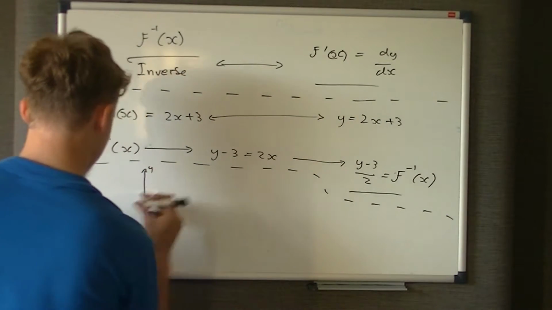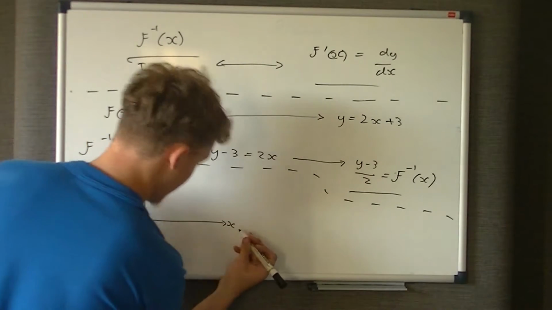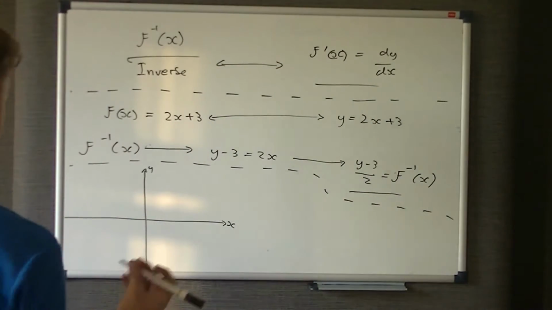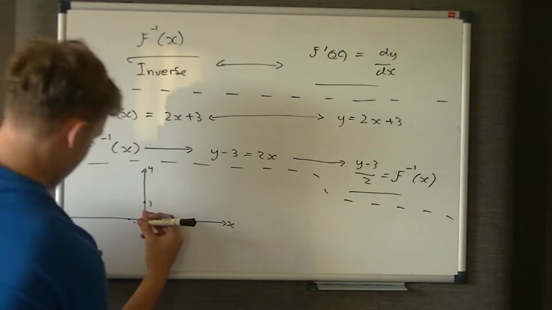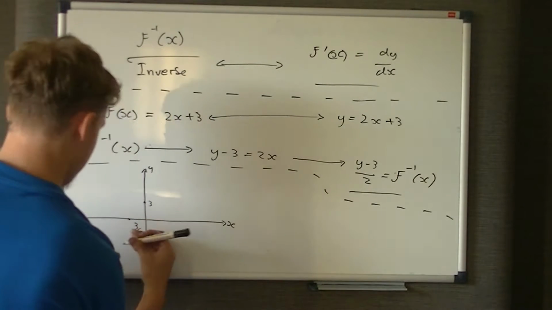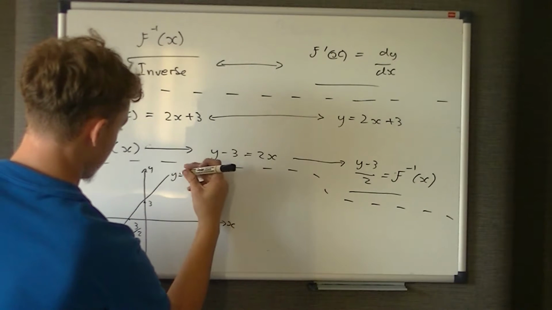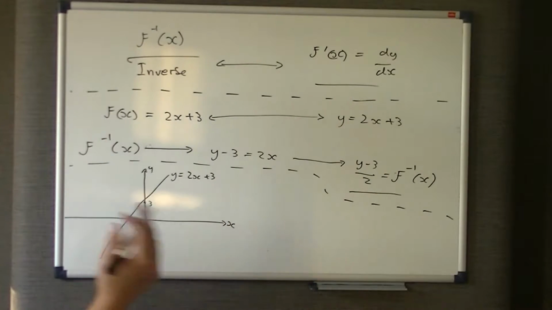So draw our standard graph. So x and y there. Now we should all know what 2x plus 3 is because we've drawn it before. It has a y-intercept of 3, and 3 over 2 as an x-intercept, or something like that. That's y equals 2x plus 3. I'm going to draw this other line in a dotted form.